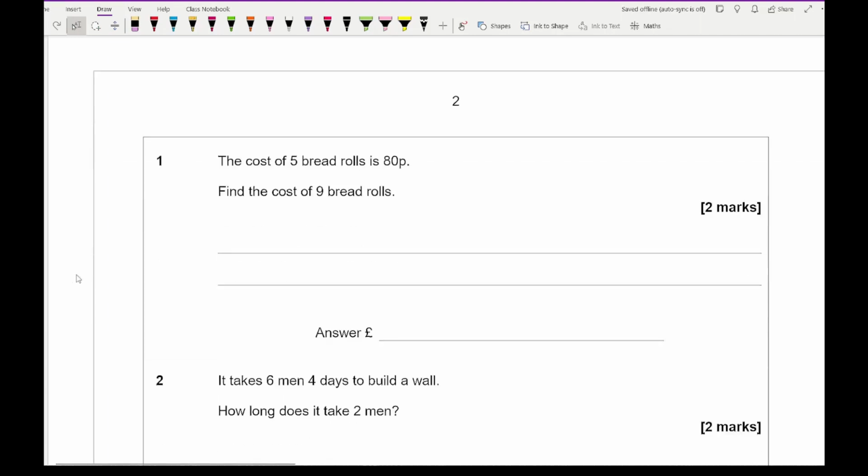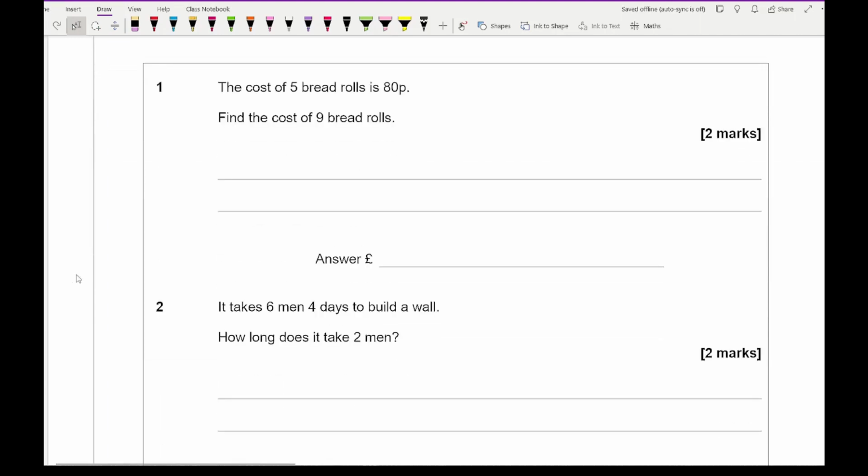So looking at question 1, it says the cost of 5 bread rolls is 80p. Find the cost of 9 bread rolls. So again, this could be classed as a direct proportion question, but if we think simple, it might be an easier way of doing it. So looking at this, we know that 5 bread rolls cost 80p. So 5 equals 80p. So then 1 is going to equal 80 divided by 5, which is 16 pence.